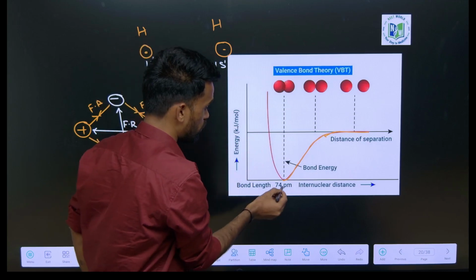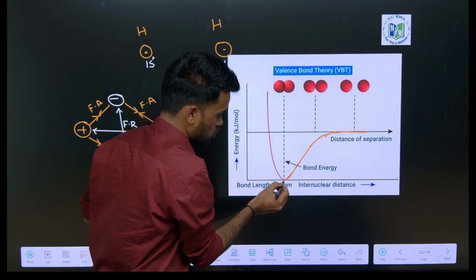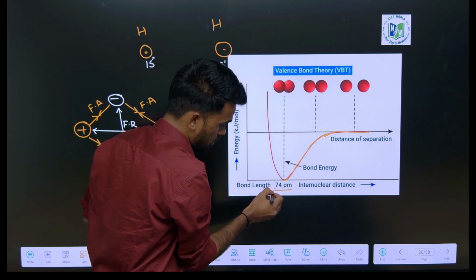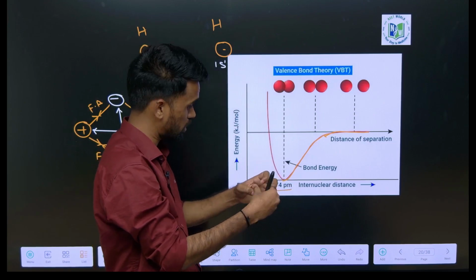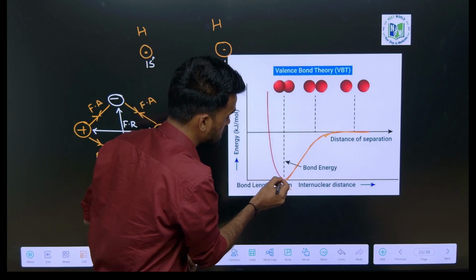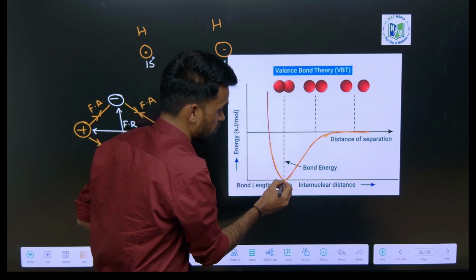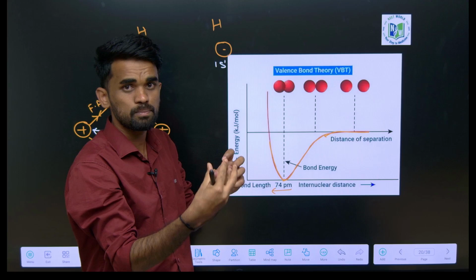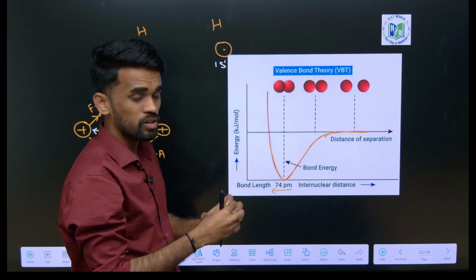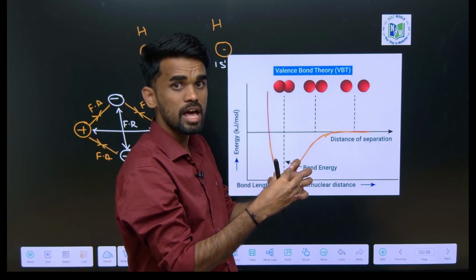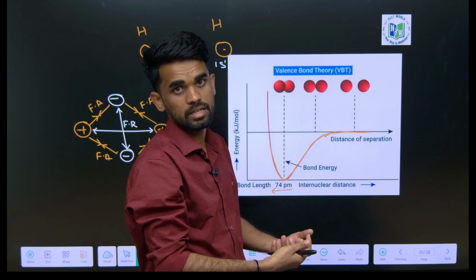Now if I move a little closer, see here, if I move this side, what happens? The two atoms are moving even closer. What happens here? Its energy is going to the maximum. It means this is the distance where the two forces of attraction and repulsion are balanced. Okay, now if you move further closer, what happens? The repulsions are dominating here.